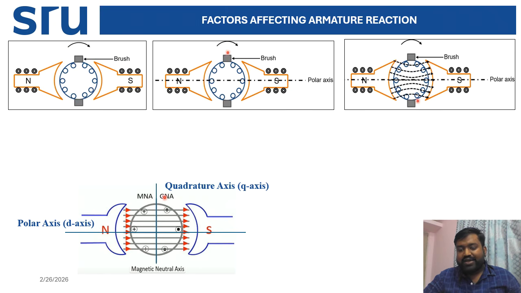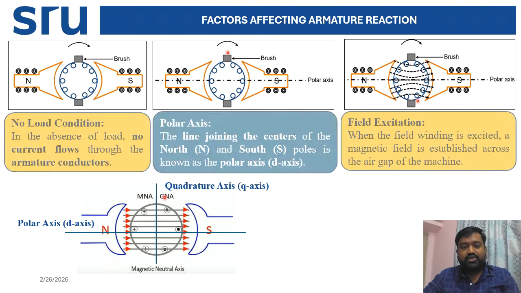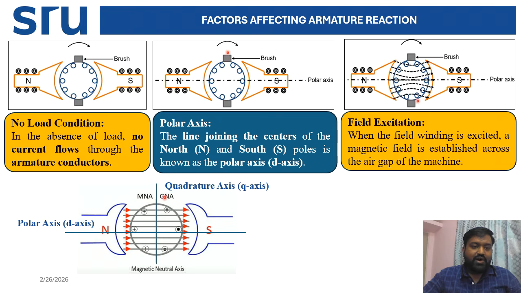Before going to the detailed analysis of armature reaction, there are a few parts we have to understand. Initially, we discussed the no-load condition. That means no load is connected to the armature, so no current flows through the armature. The flux may pass from the north pole to the south pole, but no current will flow across the armature. This is the no-load condition we already discussed.